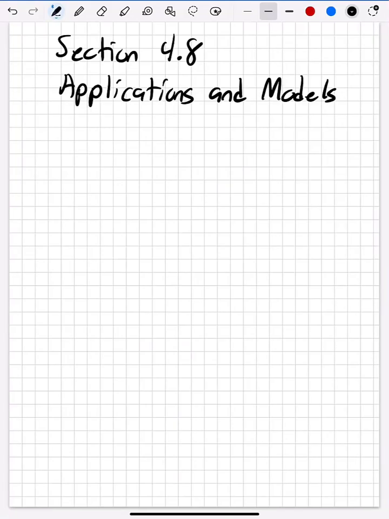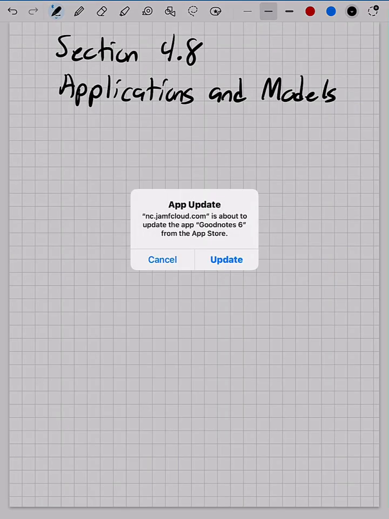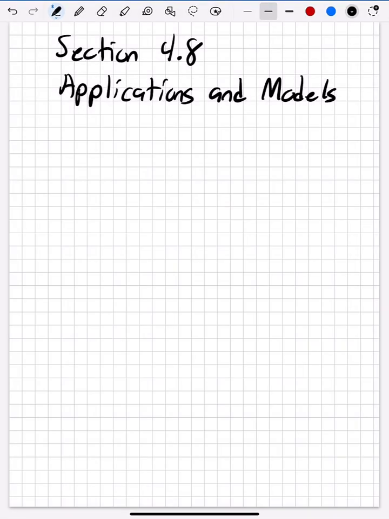Alright, so now I want to talk about section 4.8, which is all about applications and models of right triangles. I just want to talk about a few different things about triangles that we know to be true, and then revisit some of those trig relations to make sure that we can apply them to actually solving some questions here.